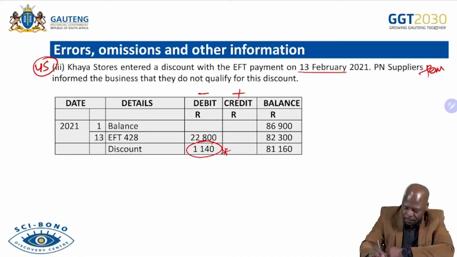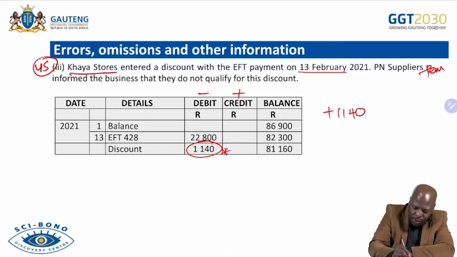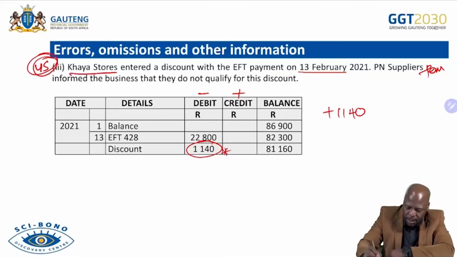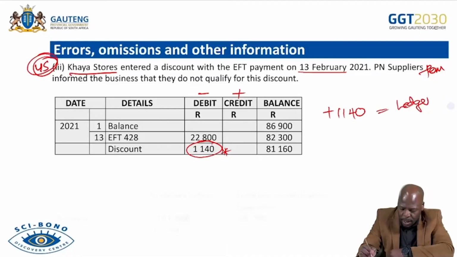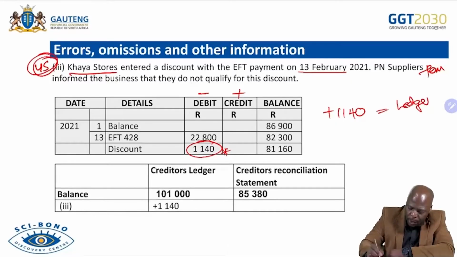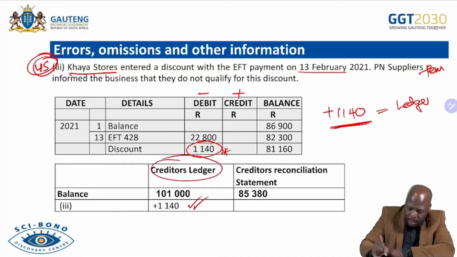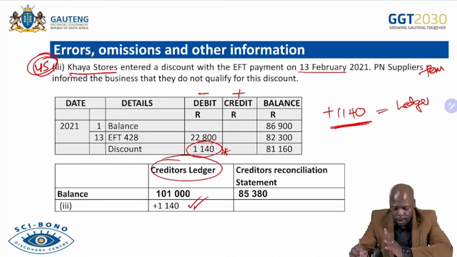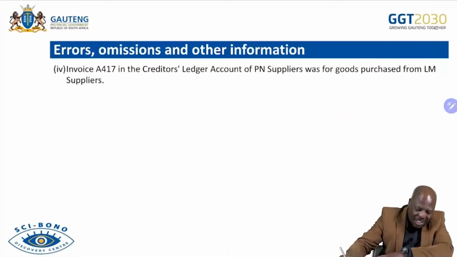How do we correct it? Obviously, we go and we add 1,140. Where? Who made the error? Who recorded something that was not supposed to be recorded? Kaya Stores. Kaya Stores is us. And if it is us, where do we go? We go to the ledger. Let's see. It then means we're coming to the ledger. What are we doing? We're adding 1,140 in the creditors ledger. Nothing to do with the statement. They did not make any error. Okay, let's continue. I'm going to go now to adjustment number 4.